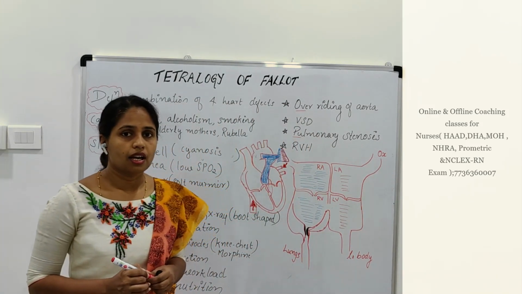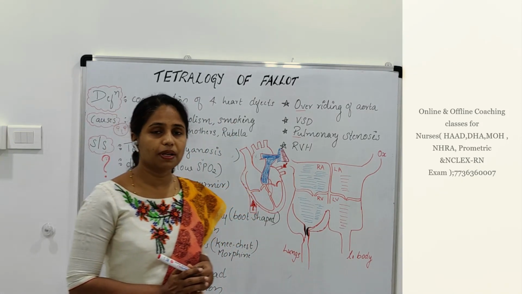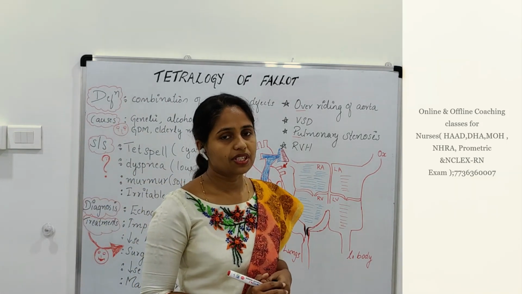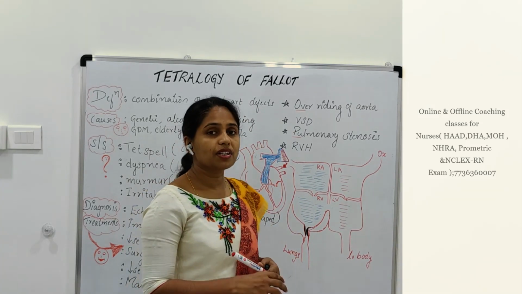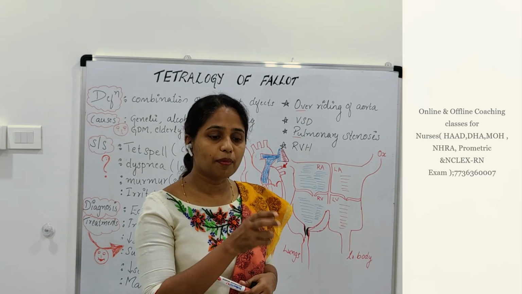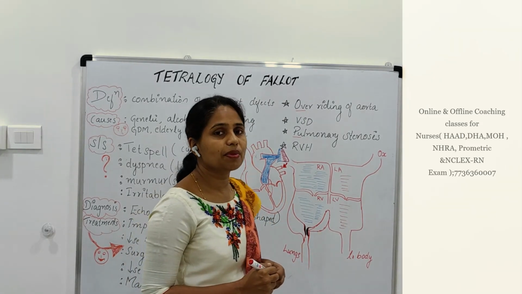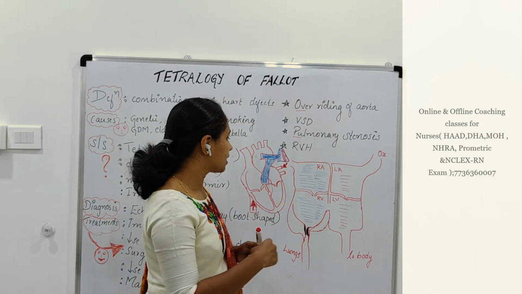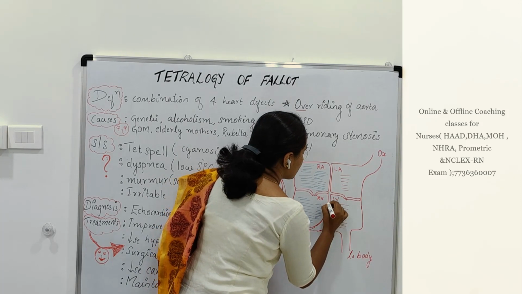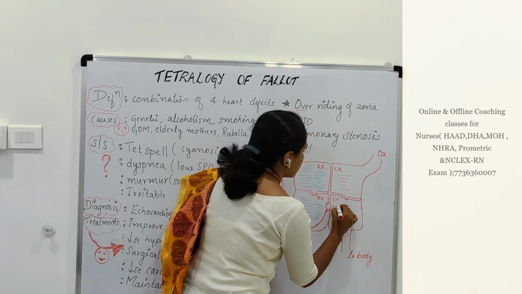Okay. So usually the aorta receives oxygenated blood from the left side of the body. But what happens in this situation? Here the aorta is originating from the ventricular septum. So what happens? It receives the blood from the right ventricle, as a result of the ventricular septal defect. This is called a ventricular septal defect.